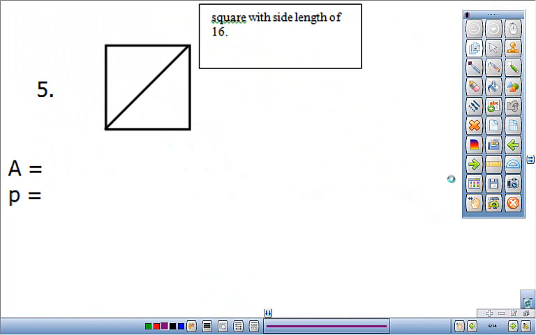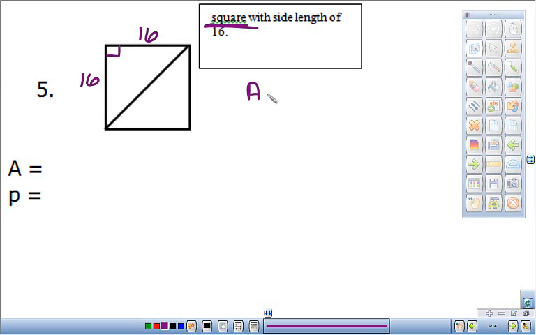Next up is a square. Nothing is labeled, but they do tell us that the side lengths are 16. So hopefully you can just read that and mark it in your picture, and you know that in a square, all sides are equal. So both of these would be 16, with 90-degree angles in a square, so that's your base and height.